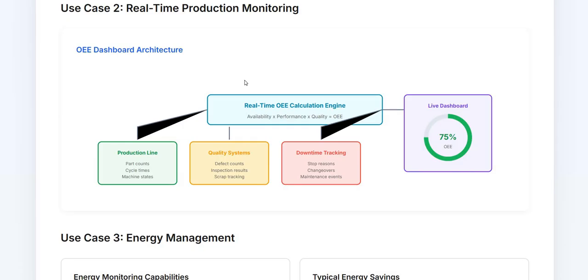Availability times performance times quality equals OEE right here. And what matters is timing, because the calculation updates as events occur. Supervisors see trends while there is still time to act. And the display doesn't exist for reporting, it exists to change behavior during the shift.